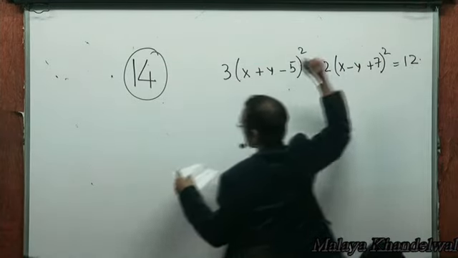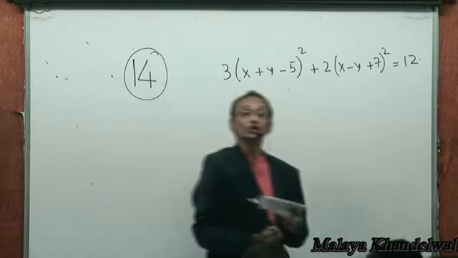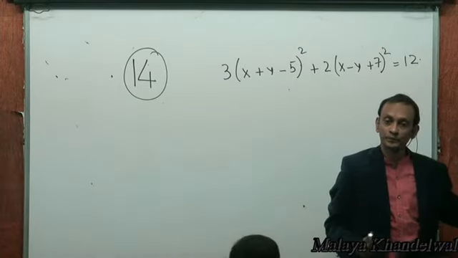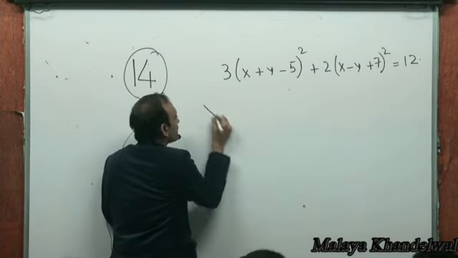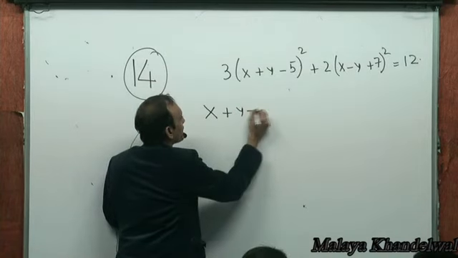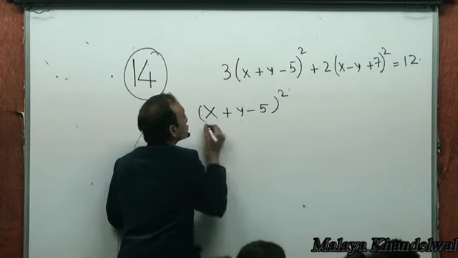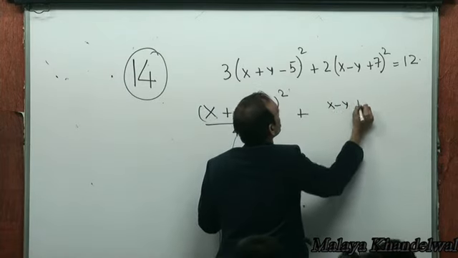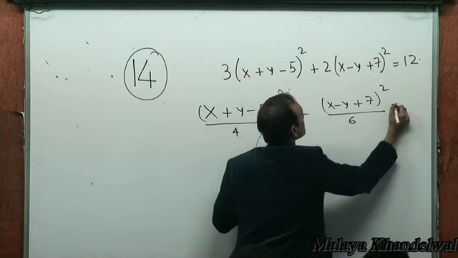This is an ellipse, and we want to be able to find the equation of the two directrices of such an ellipse. Okay? Now this I can write as (x + y - 5)² / 4 + (x - y + 7)² / 6 = 1.